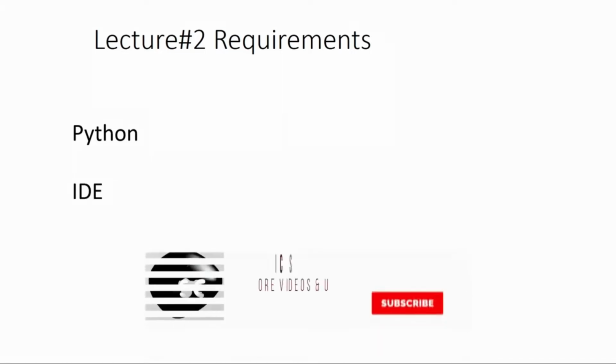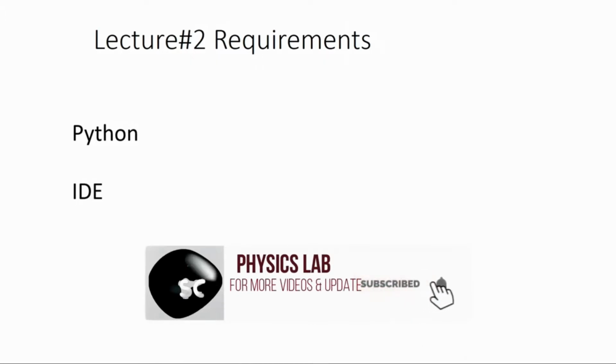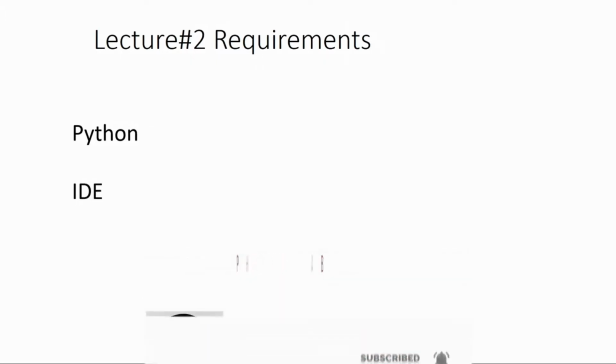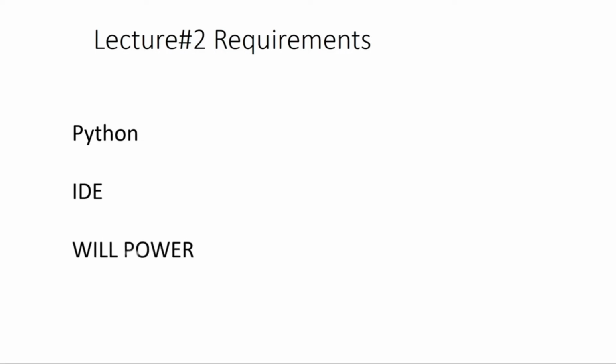The second requirement is an integrated development environment. You can use any IDE which you like, PyCharm, Atom, but I'm going to use Jupyter Notebook. The third requirement, which for me is more significant than the other two, Python and the IDE, is willpower, because without willpower, the other two requirements will be insignificant. So you need willpower to complete this course.